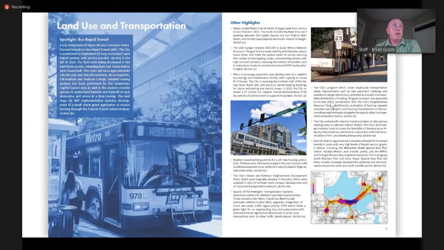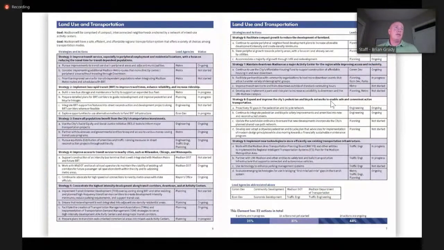We can follow through on this, then finish off the 3 parts of each element, which is the action status. Here for the land use and transportation element, we've listed all the 9 strategies and the 30 or so actions, and where our status is for each of these. It includes the lead agency who's leading the implementation of this, and also where we're at.